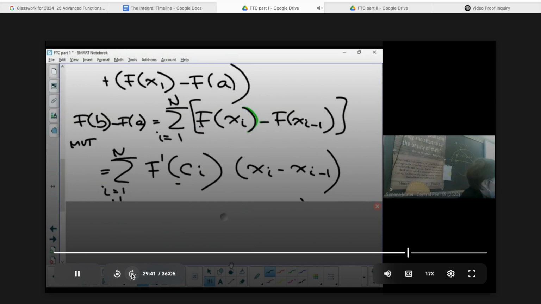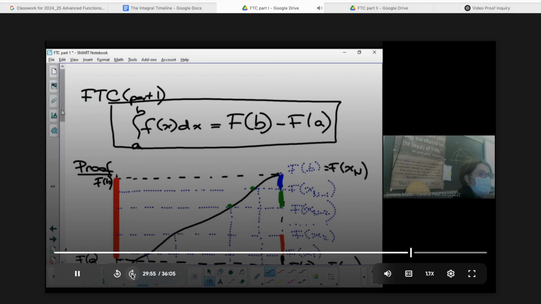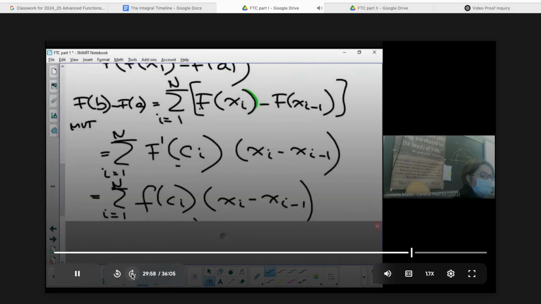This is a critical part of this. Big F is not prime. The derivative isn't how I started. Big F prime, right? When I differentiate that, I get the function f of x. That's exactly what happens over here. So big F prime will be small f at ci times xi minus 1. Are we okay at this step?